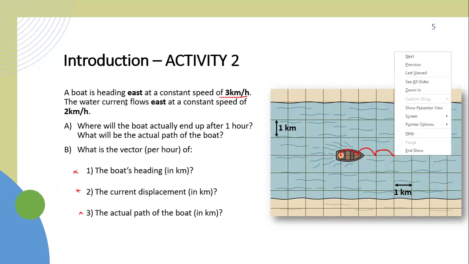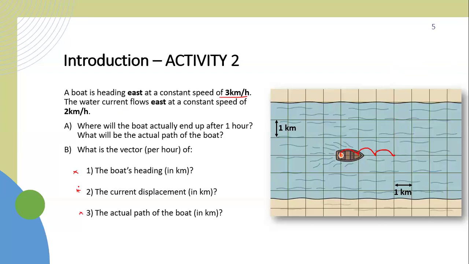Then they are telling us that the water current flows east at a constant speed of 2 kilometers per hour. So what does it mean? It means that now our boat is going to be carried at a speed of 2 kilometers. Now, for the first one, the boat heading, like we have said, you're going to look at X and you're going to look at the Y.